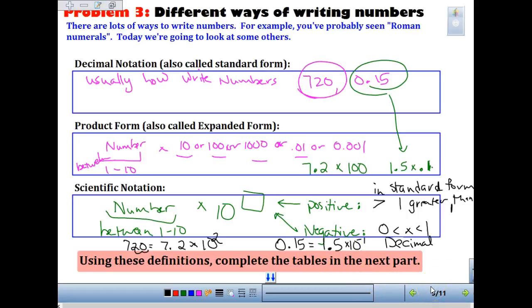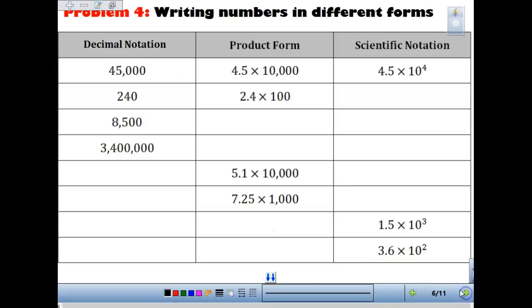So as we are looking at these, you're going to be switching back and forth, okay? All right, so we want to now put these numbers in our product form, scientific notation, and decimal notation. Remember, decimal is really sometimes referred to as standard form, okay? So if you see standard form or decimal notation, those mean the same thing. They did the first one for us. 45,000, 4.5 times 10,000, 4.5 times 10 to the 4.